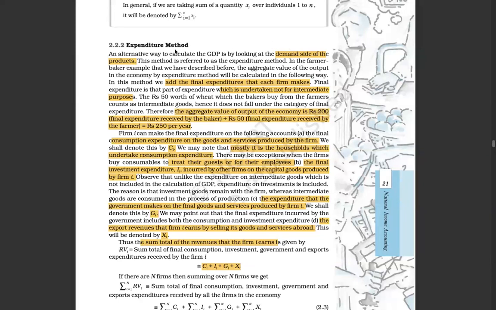So today's topic is going to be about the expenditure method. This is the second method that we'll be discussing about national income accounting. And let's start with it. Since the name is expenditure method and we're talking about calculation of the GDP.